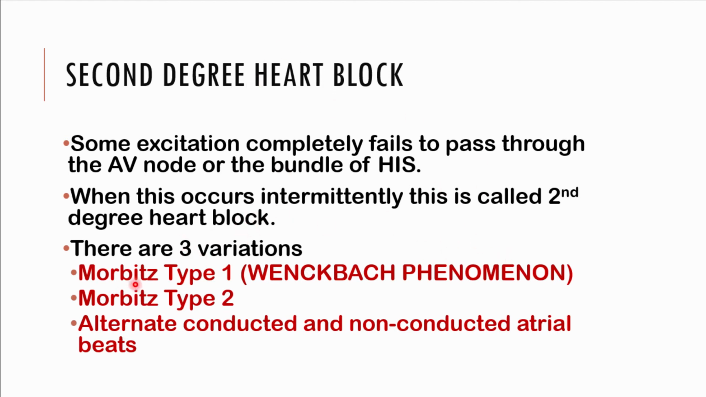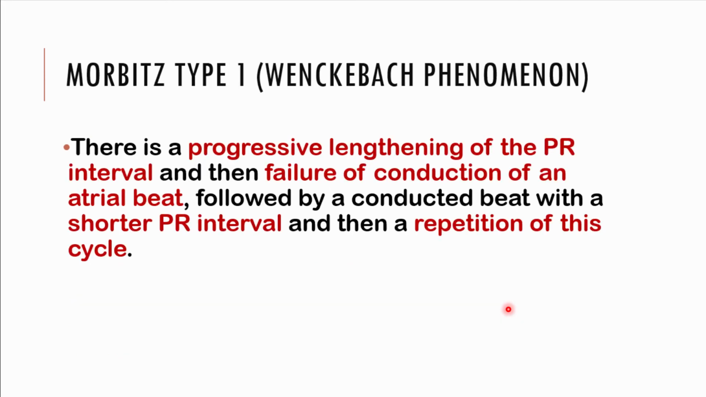So there are three types. There's what is known as the Mobitz type 1, which is also referred to as the Wenckebach phenomenon. Then there's what is known as the Mobitz type 2. Then there's what is known as alternate conducted as well as non-conducted atrial beats. So you can call it a 2-1 type or a 3-1 type. I'll explain what 2-1 is and I'll explain what 3-1 is very shortly.